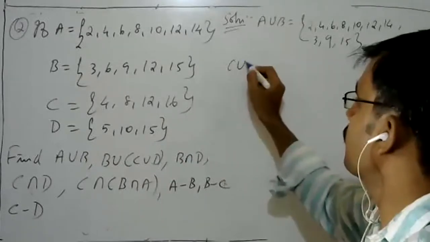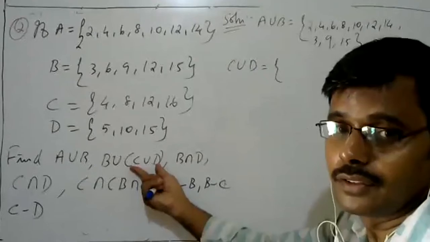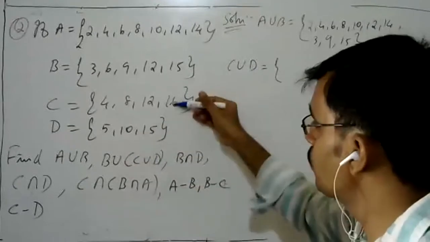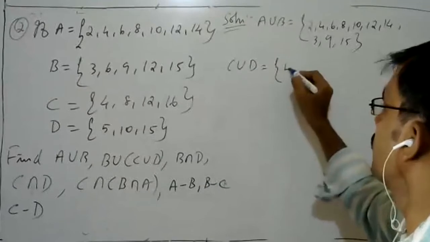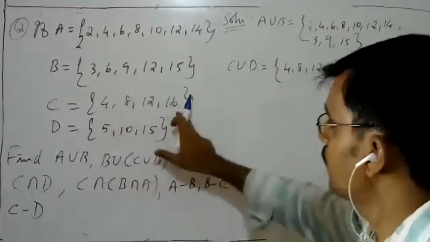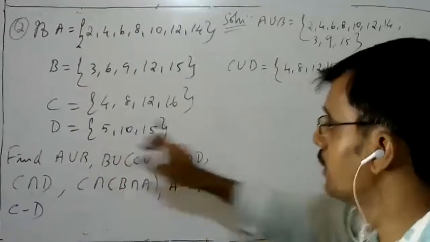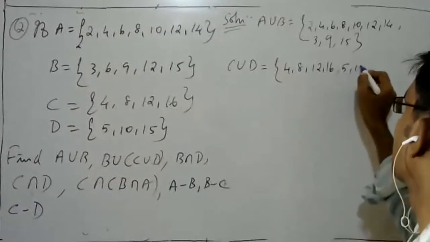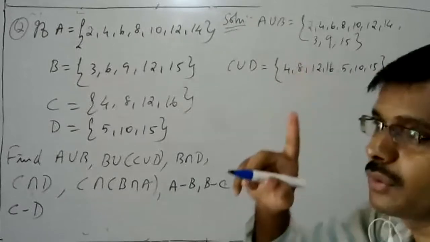First of all, find C union D. First find this bracket, C union D. What is my C union D? That means taking the union of these two. Write all the elements of C, 4, 8, 12, 16, and write all the elements of D also, 5, 10, 15. If any elements are repeated, write only once.